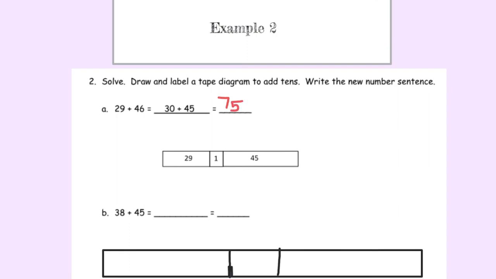Now let's take a look at example B. We have 38 plus 45 is equal to, which is equal to. So I'm going to put our 38 here, and we know that it takes 2 to get to 40, so I'm going to put a 2 here, and we're taking 2 away from 45, which gives us 43. So now we have 40 plus 43 is equal to 4 plus 4 is 8, plus 3 is equal to 83.